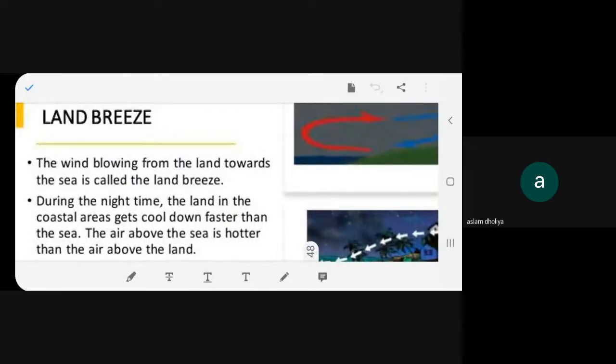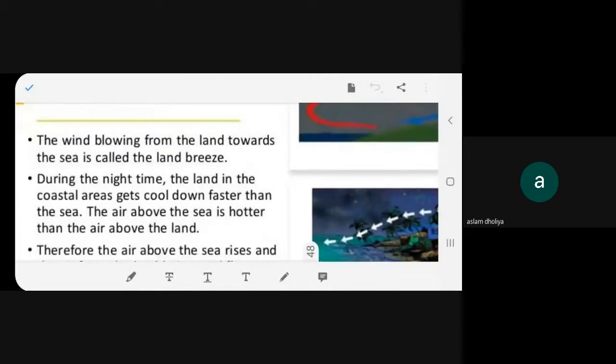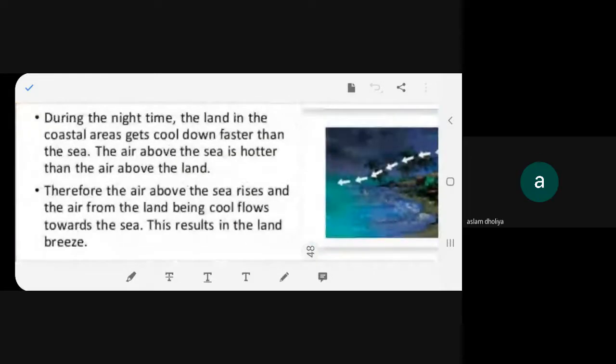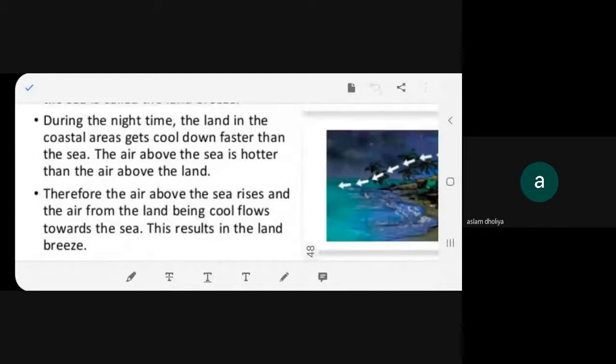Land breeze. The wind blowing from the land towards the sea is called the land breeze. During the night time, the land in the coastal areas gets cooled down faster than the sea. The air above the sea is hotter than the air above the land. Therefore, the air above the sea rises, and the air from the land, being cool, flows towards the sea. This results in the land breeze.